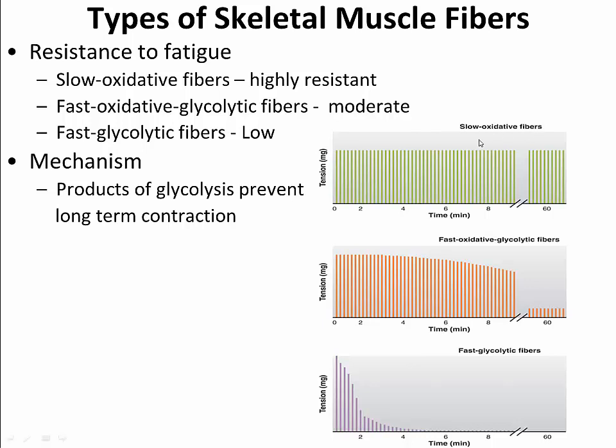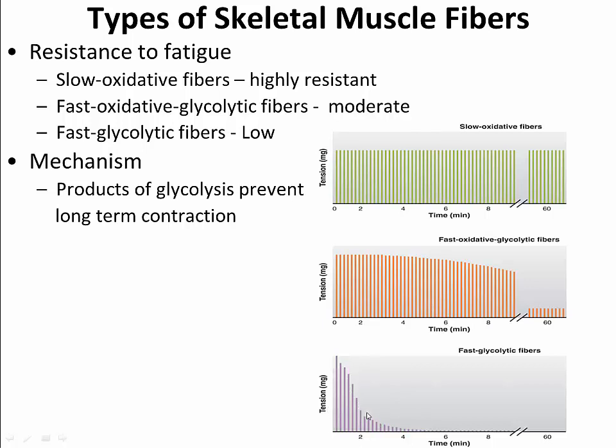What we see is that fast oxidative glycolytic fibers, type 2 fibers, demonstrate intermediate resistance to fatigue. And so they're not as good at fatigue resistance as our slow oxidative fibers, but they're not as bad. They don't fatigue as quickly as type 3, the fast glycolytic fibers. So we see this slow decline in tension that's generated as we go through time, noting that this is minutes on the x-axis and we're skipping a great deal of space there. So last, we have type 3 fibers, the fast glycolytic fibers.